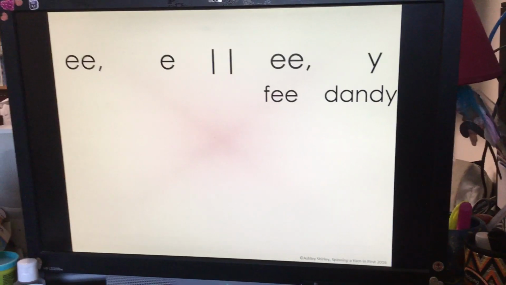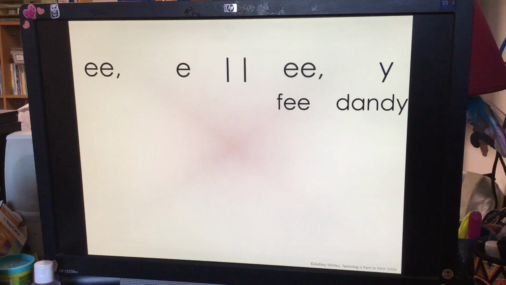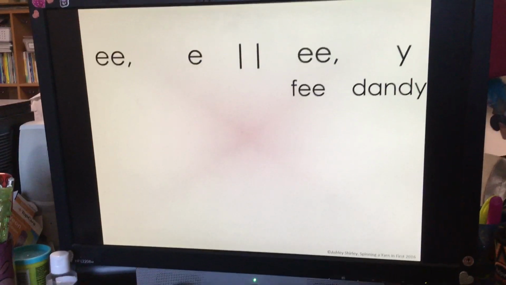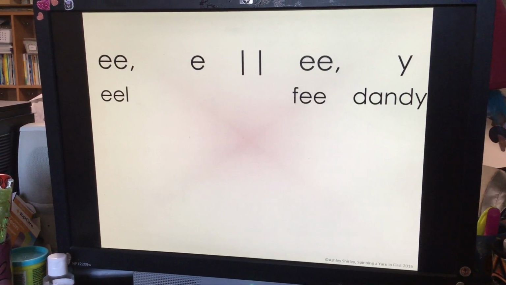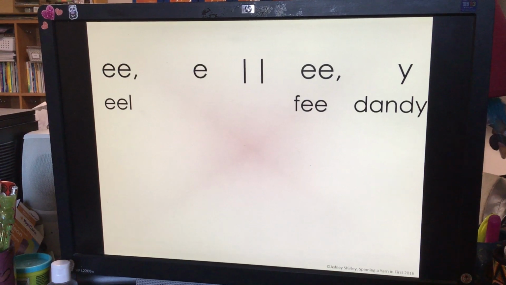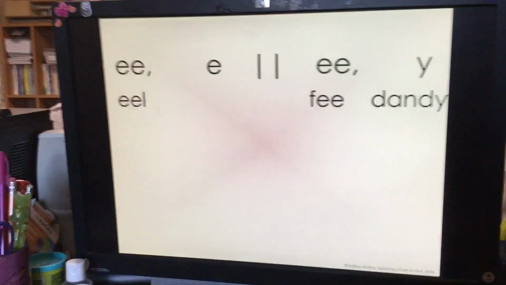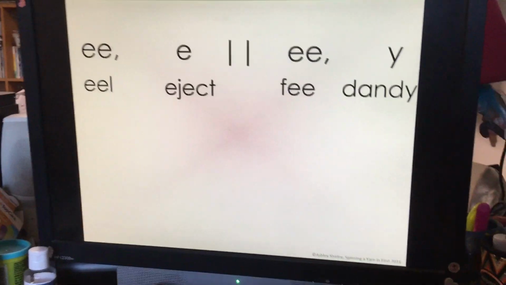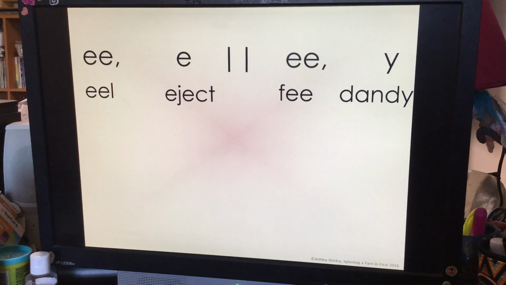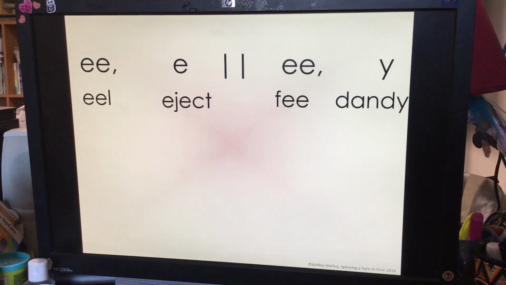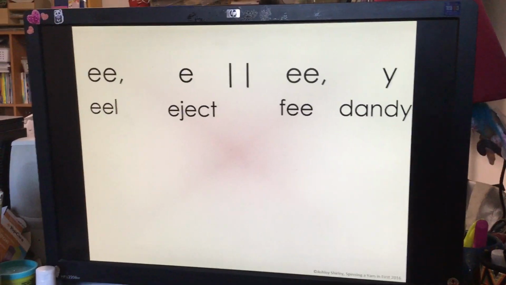Fee. She paid a fee to get into the circus. We can also represent the E sound with digraph EE. Eel. We can also see the E sound not only at the end of a word, but at the beginning of the word, as in eel. Digraph EE, once again. Eject. E can sometimes make the E sound at the beginning of the word, as in eject. He will eject from the plane in a parachute, meaning he would jump out, leave, eject.